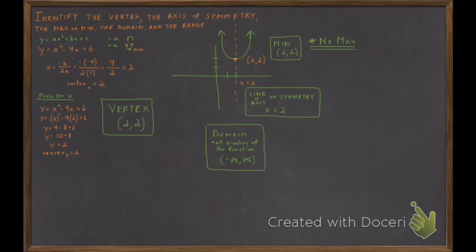And now the range. So we have the range. Now what does the range mean? Well, the range is all the y values, so we can say all y values of the function. Okay. Now when we look at our function, let's see the y values that make up the function.